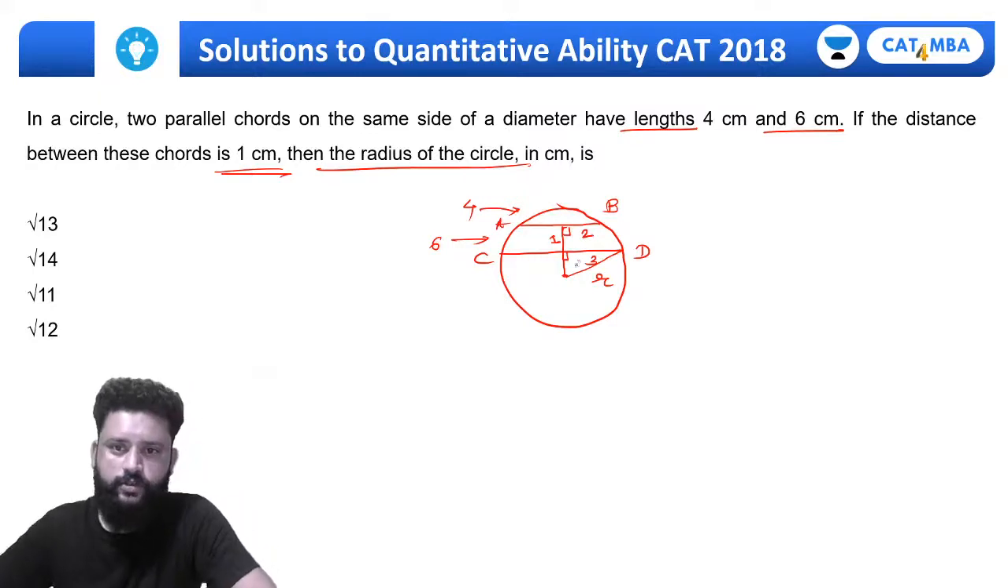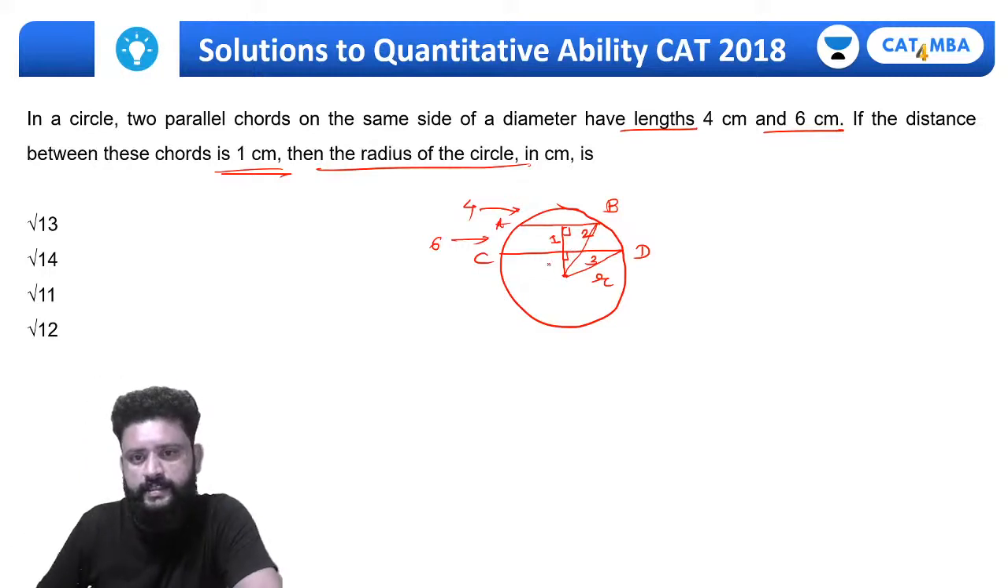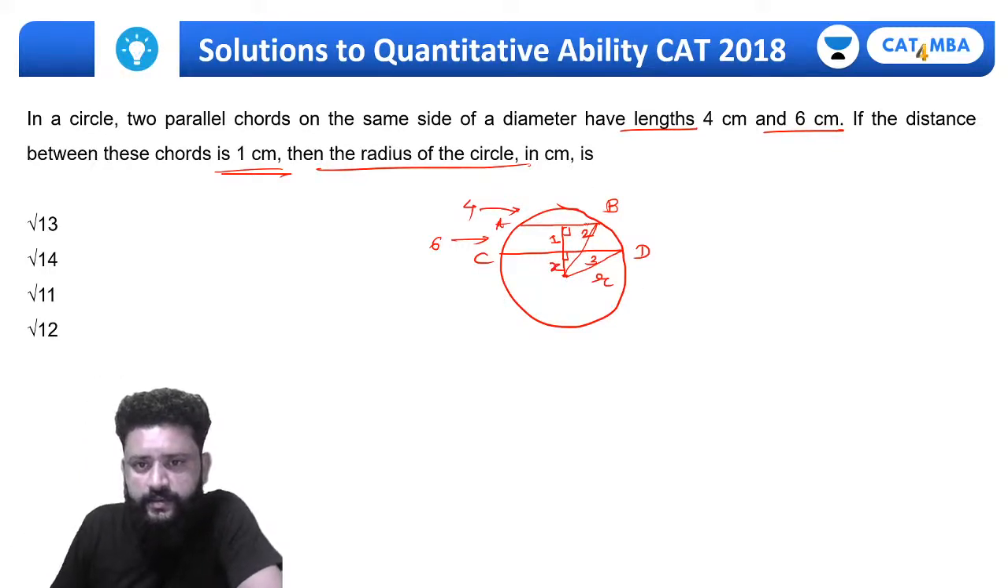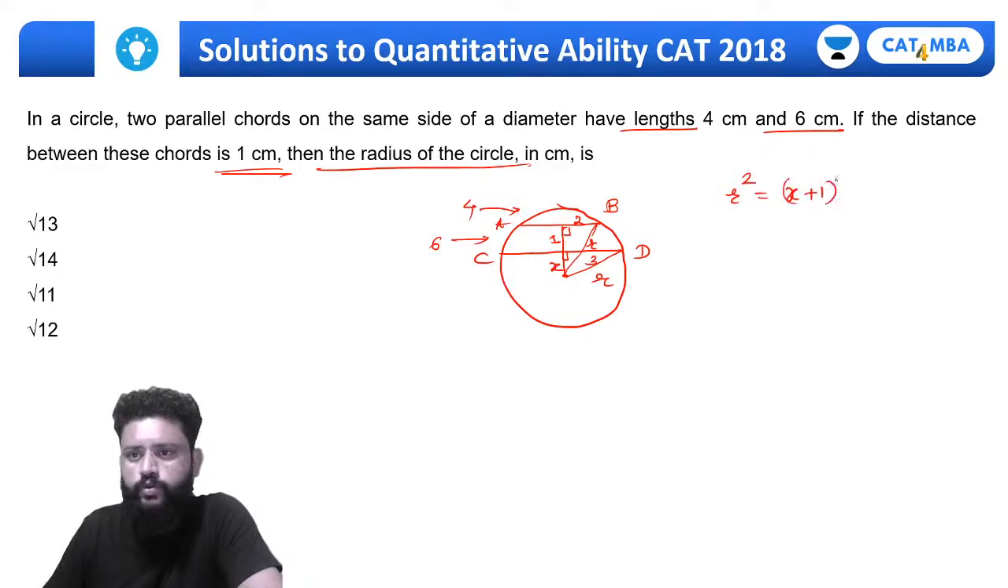Look at these two triangles. Let this distance be x. So this is 2, this is also R. This is a right angle triangle where I can say R square is equal to (x plus 1) whole square plus 2 square. I'm simply applying the Pythagoras theorem here. This is the first equation I can get, about triangle OPB.